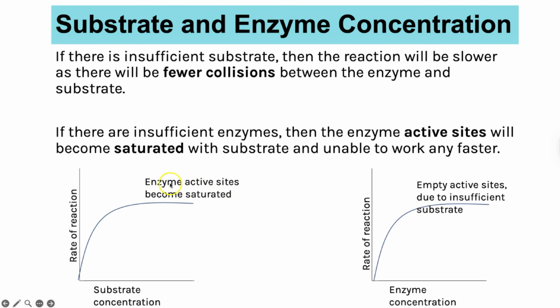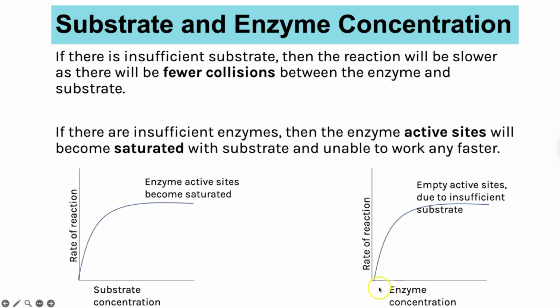And in this case, it's going to be the enzyme concentration that is now limiting, because if you add more and more substrate, eventually all of the enzymes are going to be saturated or in use. Every active site will have a substrate already bound to it. So that's why it levels off.